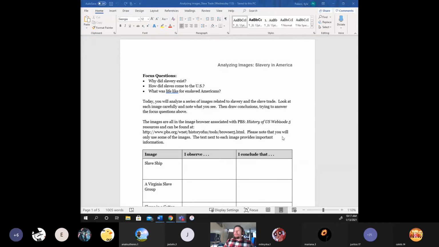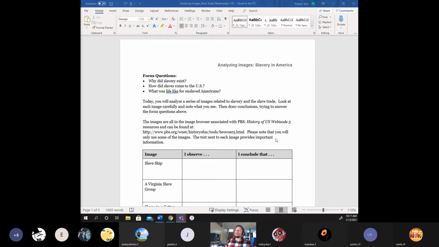The three focus questions that we are going to look at are: why did slavery exist? Pretty simple question, but it's a pretty complicated answer as well. Why did it exist in the first place? What was the purpose behind it? How did slaves come to the U.S.? How did they even end up on this continent? We're going to learn about that specifically in the text and in probably a couple of the images.